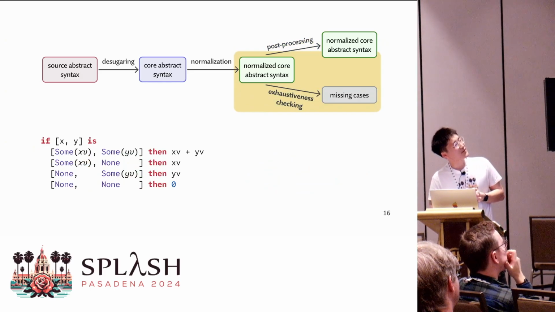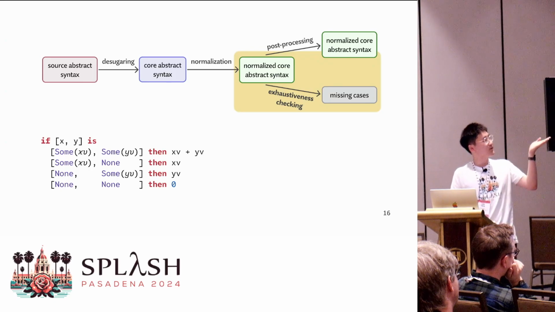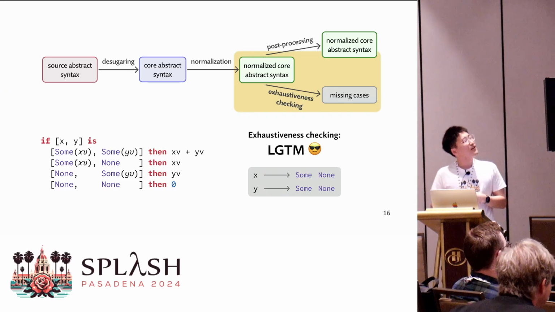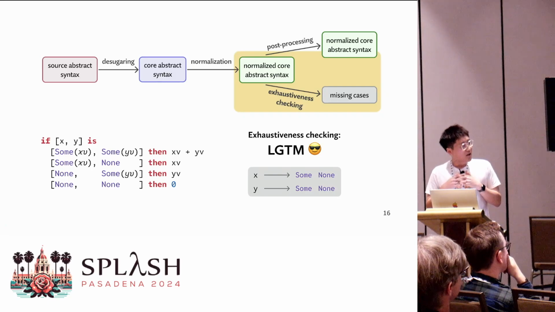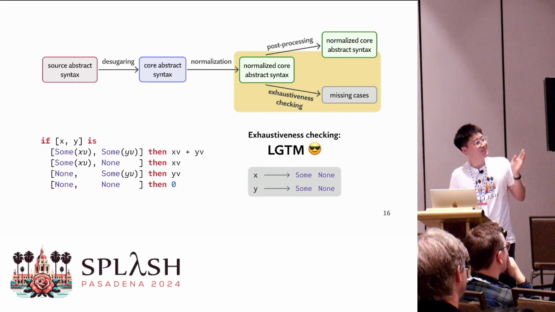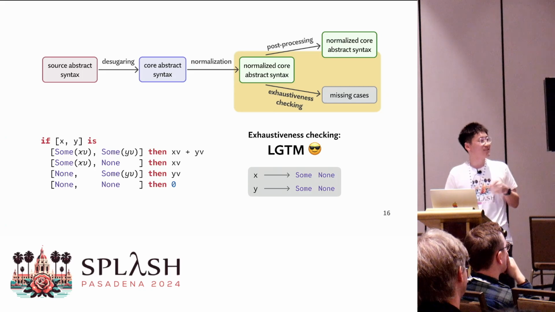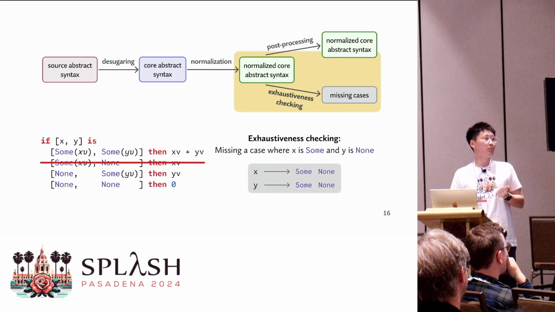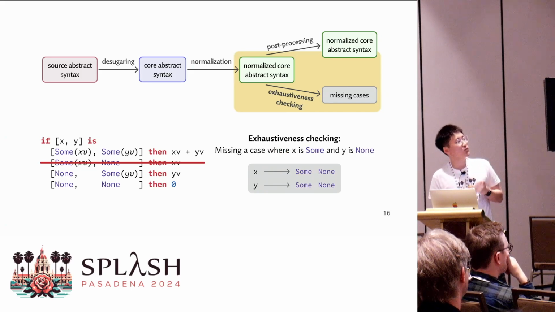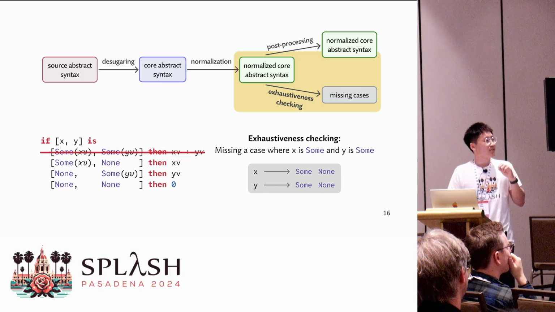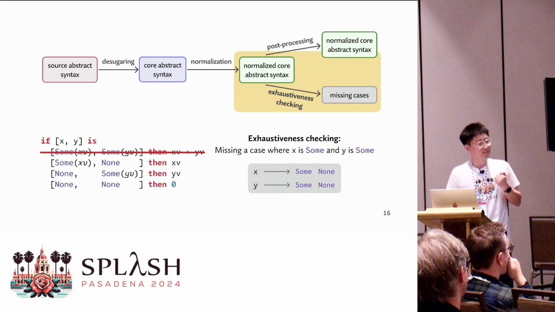Next, we move to the exhaustiveness checking. Let's look at the source program first. The exhaustiveness checking doesn't accept this term. Because in this term, x is matched against some and none, and y is also matched against some and none. There are 4 cases in total, and all of them are presented in the term. So if we remove the second case, the checking phase will report a missing case. And if we remove the first case, the checker can also detect this.